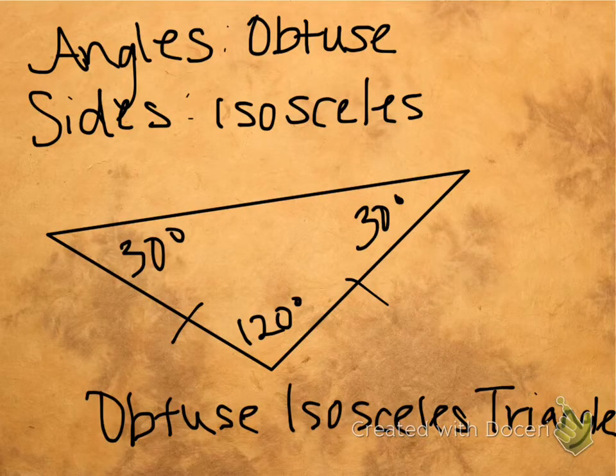Now, if we have a triangle here that has 120 degrees, 30 degrees, and 30 degrees, and we're shown that two sides are equivalent or congruent to each other, then we would have to classify this by both angles and sides. Talking about the angles, because we have one obtuse angle, that would classify this entire triangle as obtuse. And if we look at the sides, we have two sides that are congruent, so this would make it isosceles. So the answer for this particular one would be an obtuse isosceles triangle.